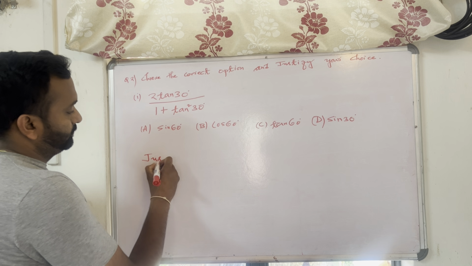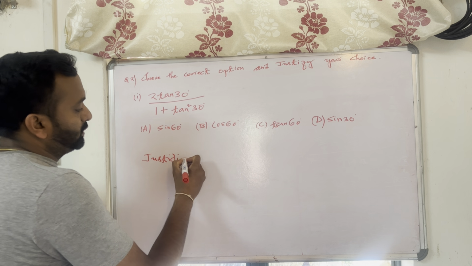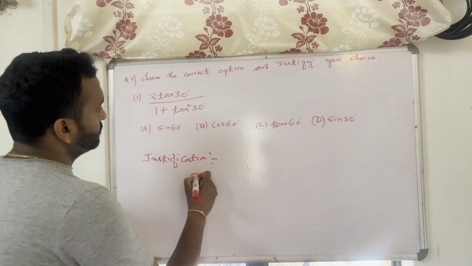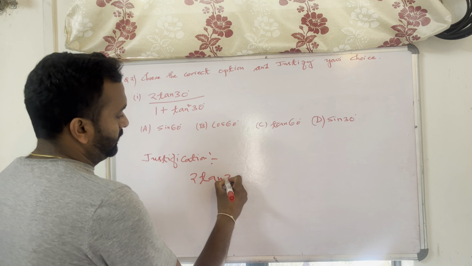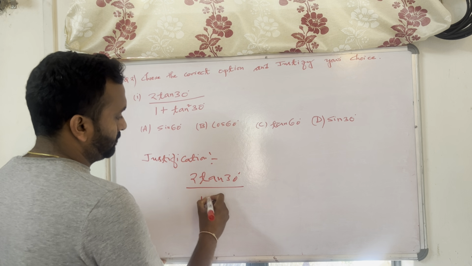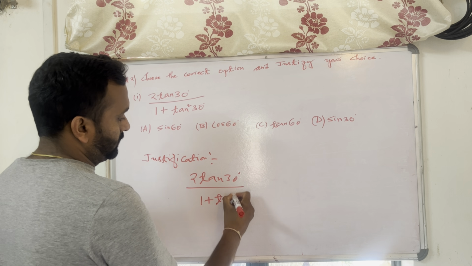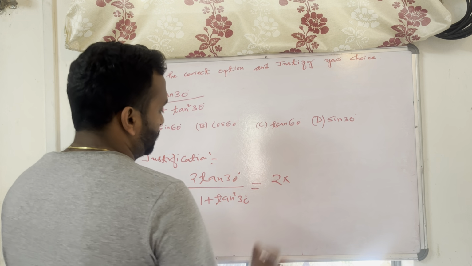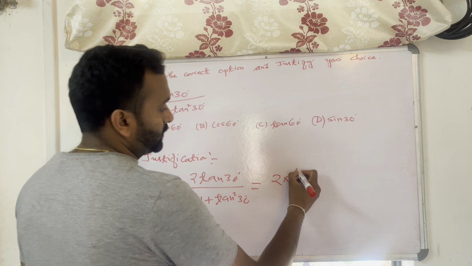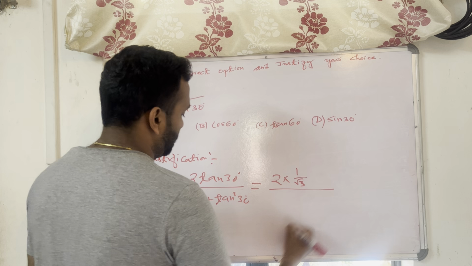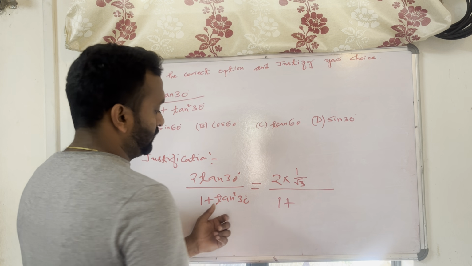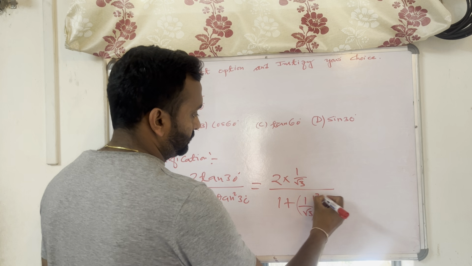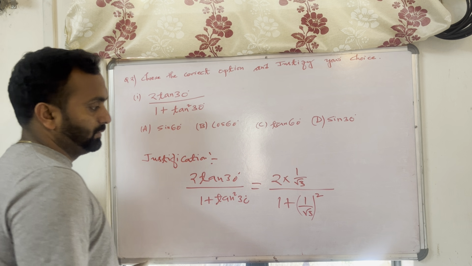We will try to solve. So 2 tan 30 degree divided by 1 plus tan square 30 degree. How much will it be? What's the value of tan 30? The value of tan 30 is 1 by root 3, divided by 1 plus, what's the value of tan 30? 1 by root 3, whole thing square.